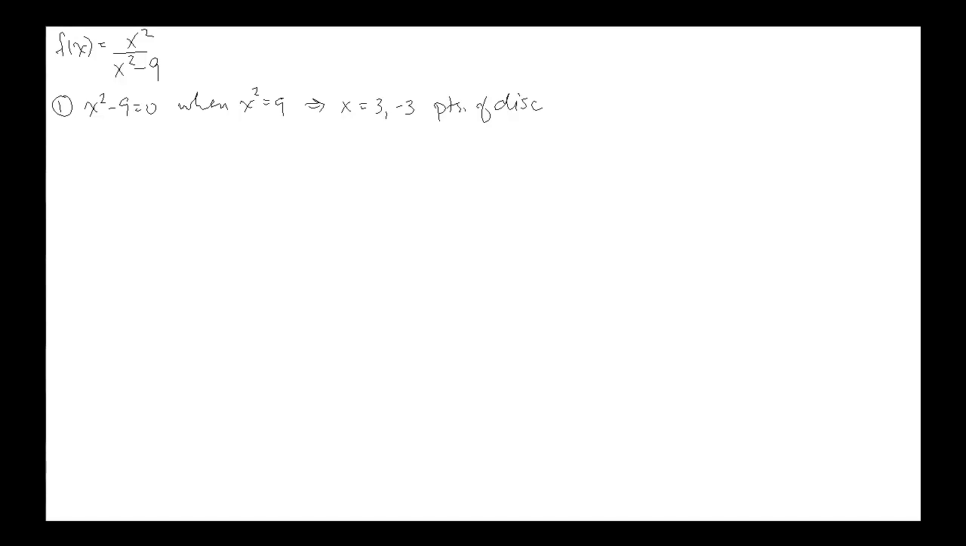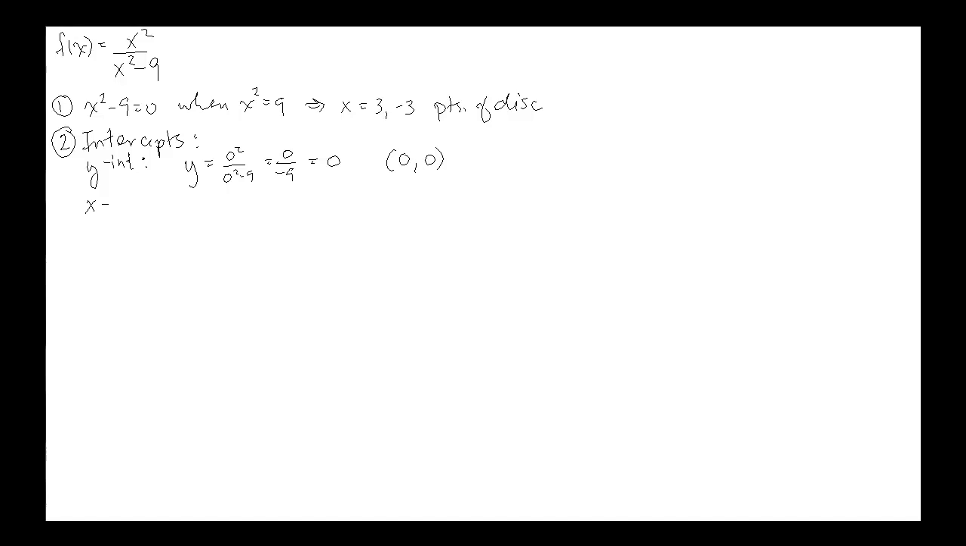Okay. Next is determine the intercepts. Let's go for the y-intercept. That's the easiest. Because when we intercept the y-axis, it means we haven't moved left or right, so it means x is 0. That would mean y equals 0 squared over 0 squared minus 9, which is 0 over negative 9, which is 0. So the y-intercept is (0, 0).